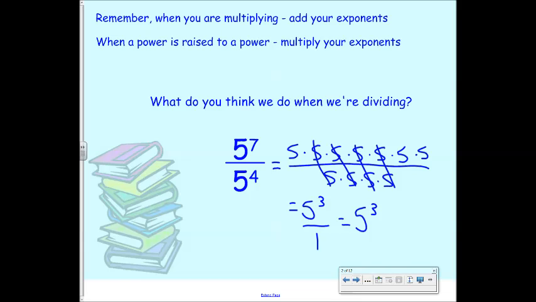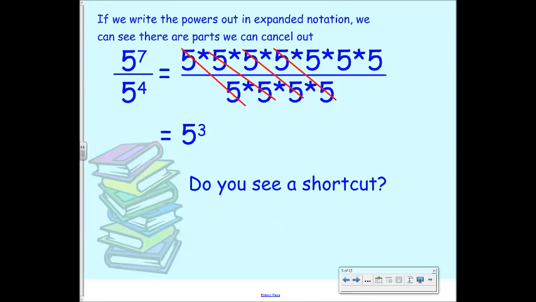Good. Okay, so when you're dividing, you subtract. But that only works if your bases are what? The same. That's only going to work if your bases are the same. Okay? So you guys have this slide. That's what we just did. You're canceling out the 5s, 5s, 5s. So our shortcut ended up being 5 to the 7th over 5 to the 4th is the same as 7 minus 4, 5 to the 3rd.